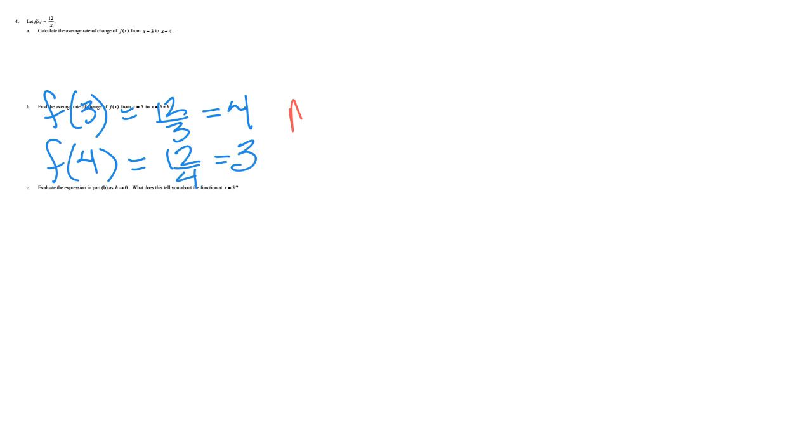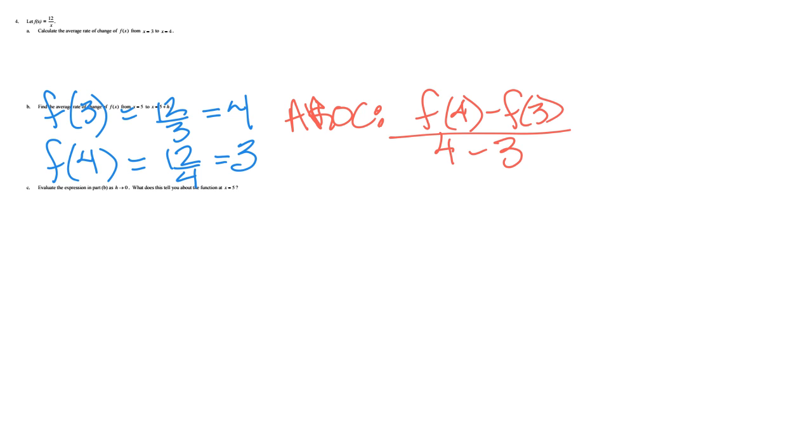And we need to find our AROC. So we need to find f of 4 minus f of 3 all over 4 minus 3. Okay, so we just did the grunt work. Let's crunch it in there. So f of 4 is 3. F of 3 is 4. 4 minus 3 is 1. And so we get that our AROC is negative 1 over 1 or negative 1.